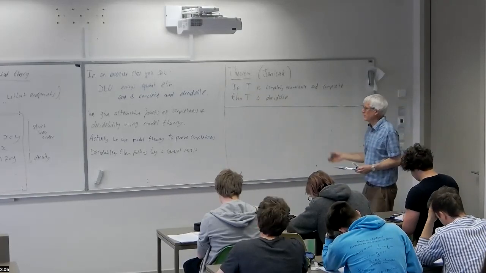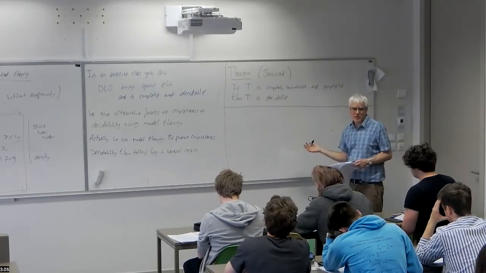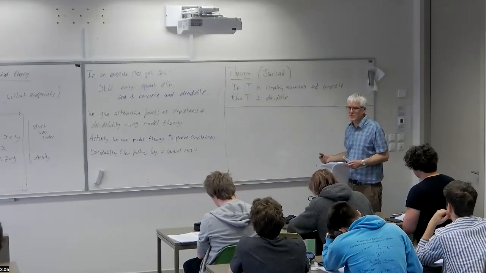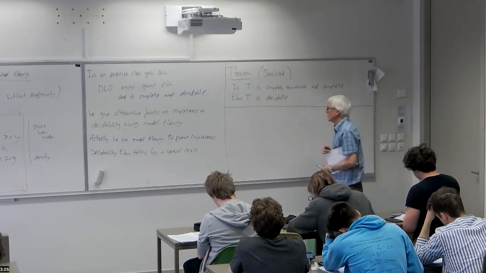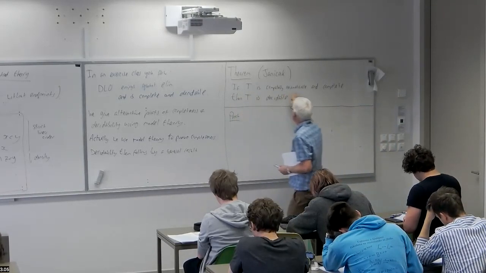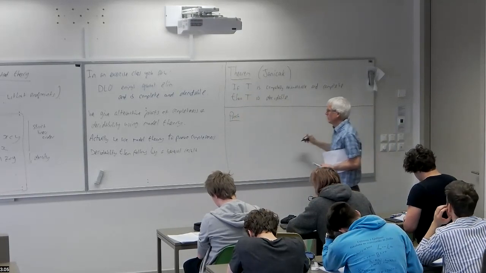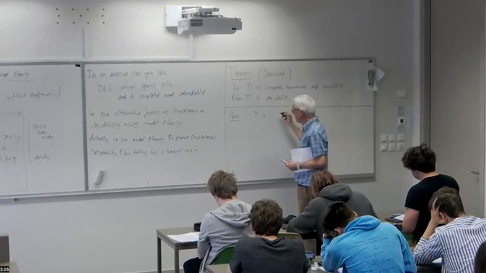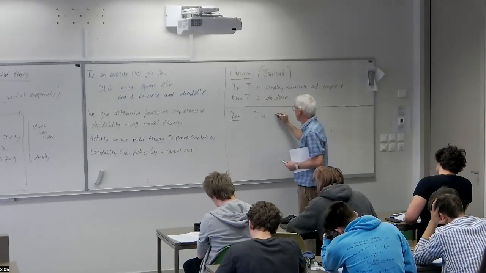So DLO is finitely axiomatizable, hence computably axiomatizable. So if we show it's complete, it will be decidable. And the proof of this is really easy. The proof is that T is computably axiomatizable. We have that T is computably enumerable or semi-decidable.